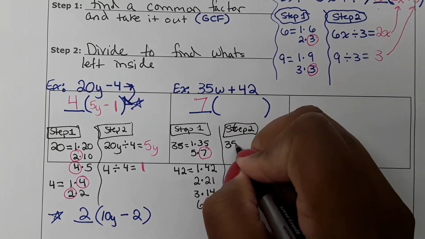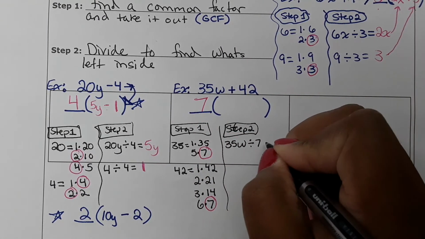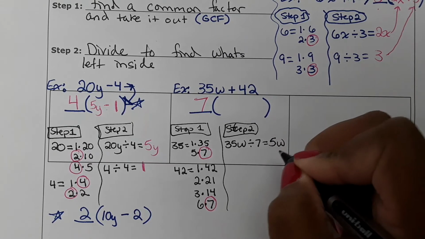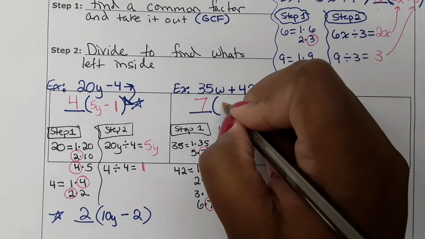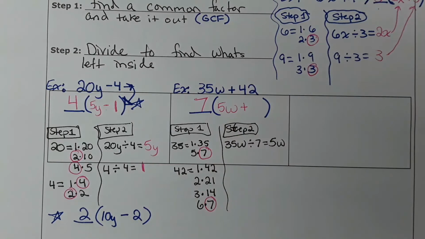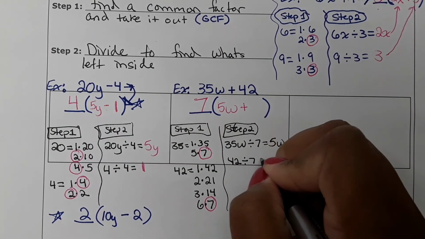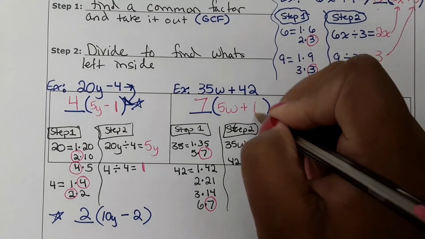So 35W is the term we're starting with. Taking out the 7, so dividing by 7, we get 5W, because 5W times 7 gives us 35. So we have 5W stays inside plus, because we were adding, and then we do 42 divided by 7, that's 6. So inside would be 6.